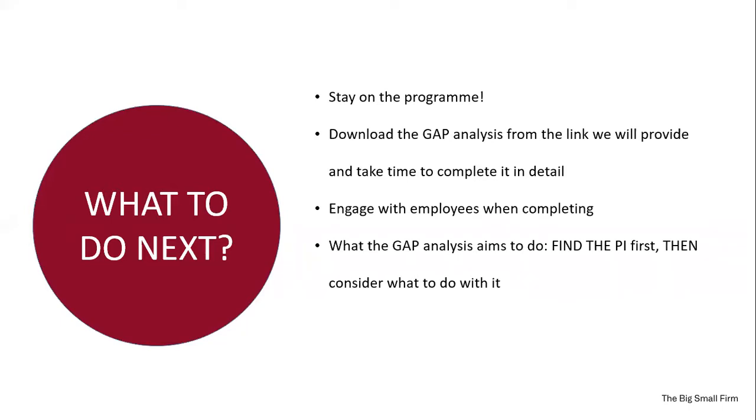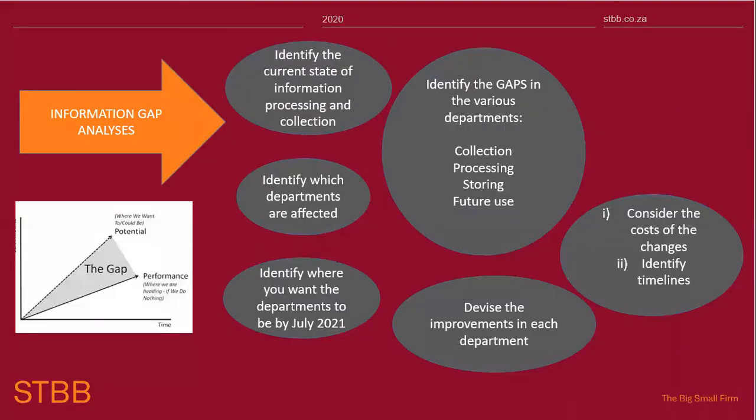Gap analysis is exactly what it says, where you actually have a look at what you have now as far as your information policies are concerned. So what are you doing about your clients' information now? How do you collect it? Where do you store it? Do you get consent? Do you actually explain to them why you're getting information from them? And where we want to be. So what do we need to do to close the gap between what we're doing now and where we need to be in July 2021?